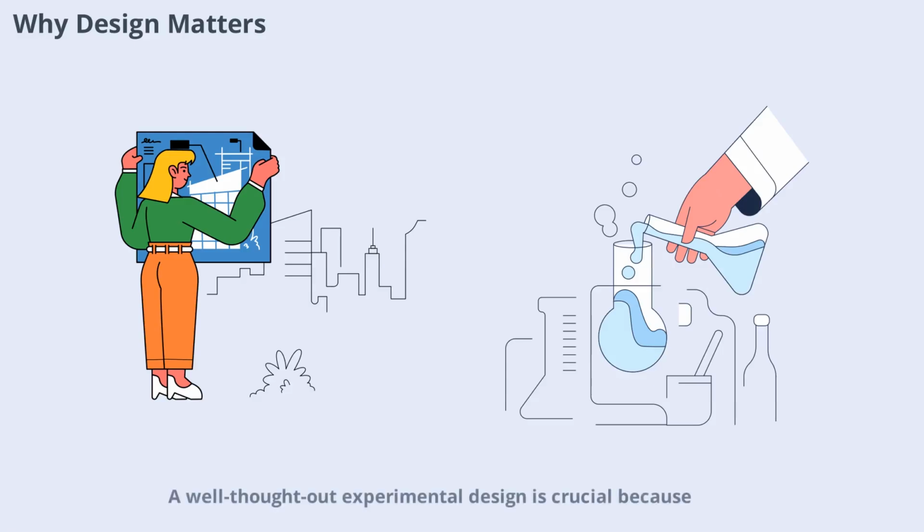Well thought out experimental design is crucial because it determines the quality of your results. Without a solid plan, experiments can lead to misleading conclusions or wasted resources. Good design helps control variables, reduces bias, and increases the likelihood that your findings are accurate. Think of it as the blueprint for your research project. Just like building a house, you need a strong foundation and a clear plan to ensure success. Next, we'll look at the key elements that make up a strong experimental design.